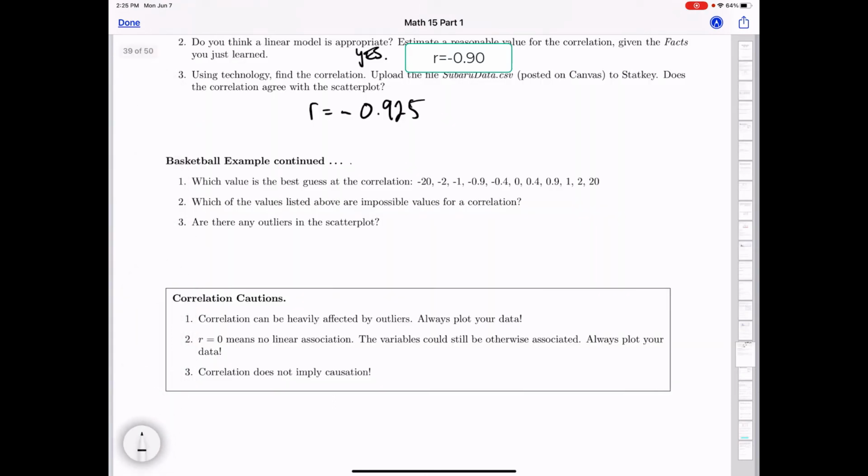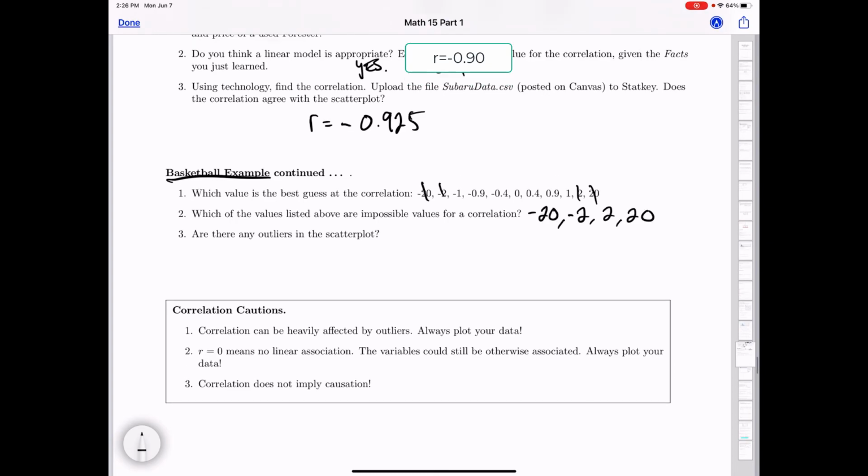Okay, so we're back to our basketball example. Which is the best guess at the correlation? Before we get into this too far, let's read number 2. Which of the values listed are impossible for a correlation? Even without looking back at our basketball data, I can tell you that -20 and -2, +2 and +20, those are not possible. We were told that the correlation is between -1 and +1.